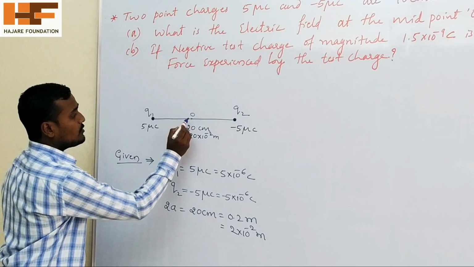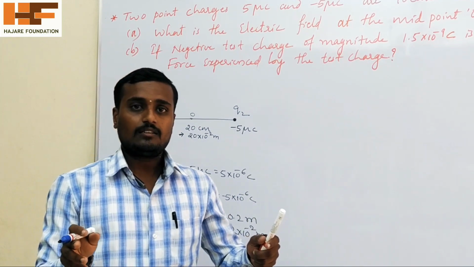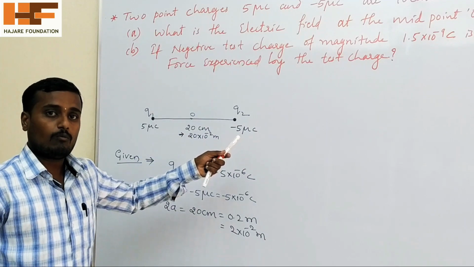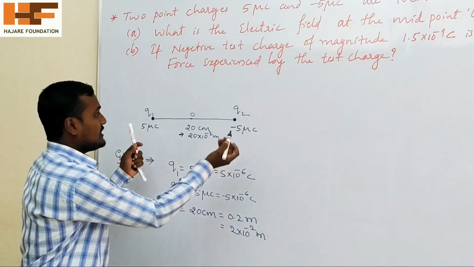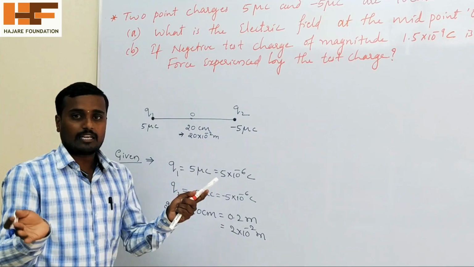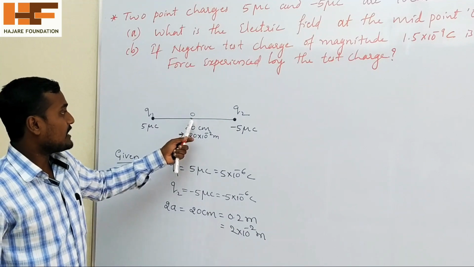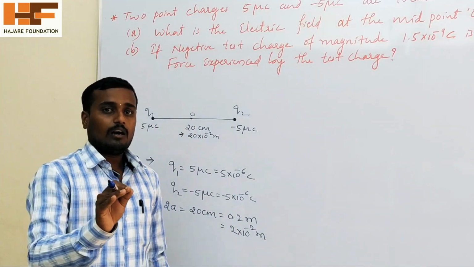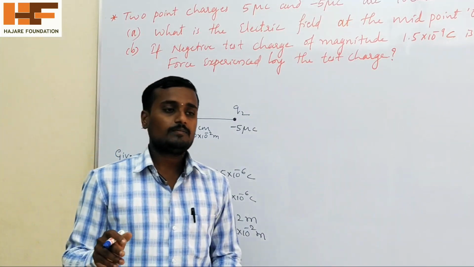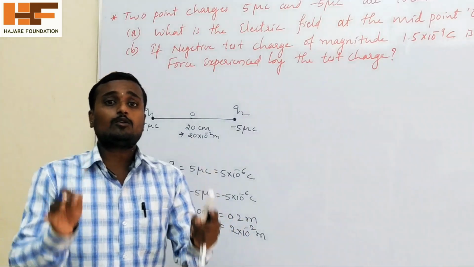And now we have to calculate the electric field. Here we already know that the electric field at this point can be calculated by one method, that is the regular method. We can calculate the electric field due to individual charges, that is due to Q1 and Q2, and by adding these two we will get the net electric field at the point O. But here I am using one more method, the direct method. That is, in the theory part we have already seen the electric field due to a dipole at a point on the equatorial line.